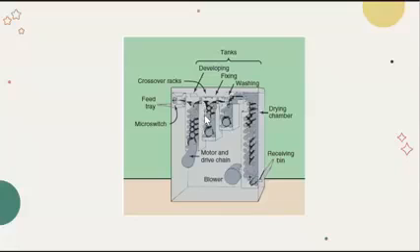So the same thing happens to the fixer, and then crossover again, and then we go with the wash, and then there it is, in the drying chamber.